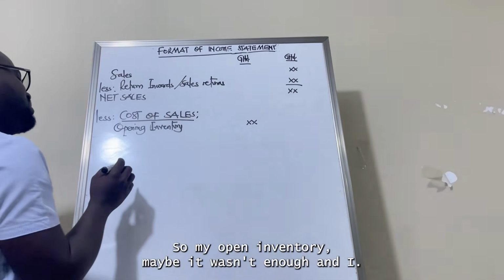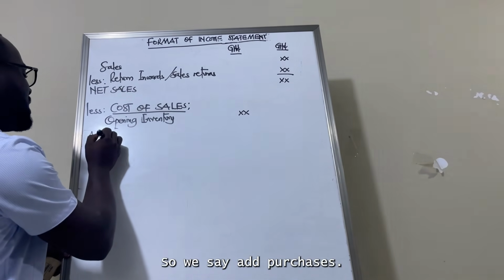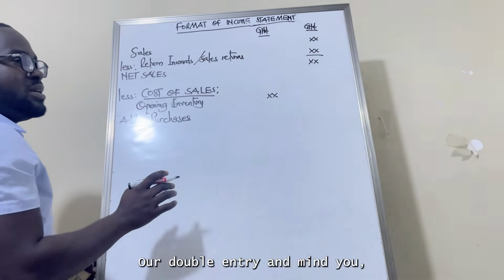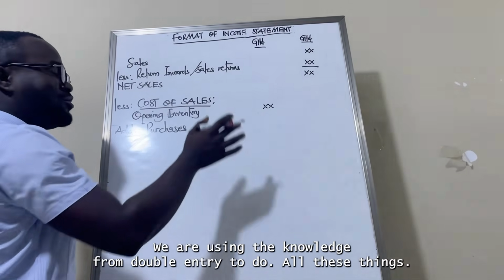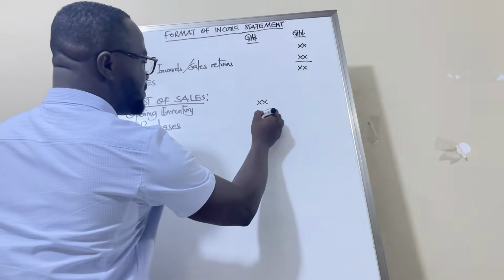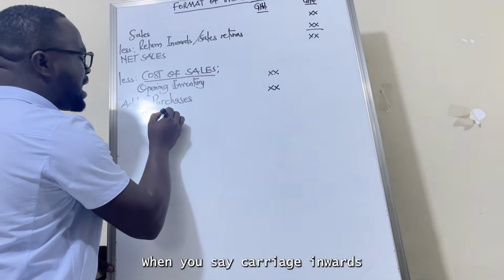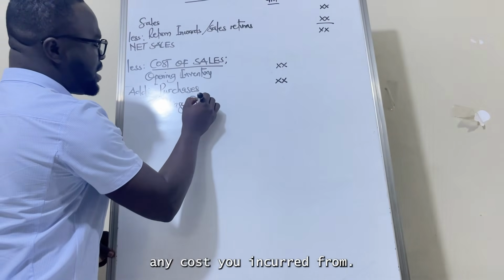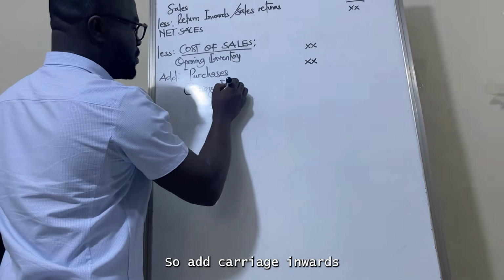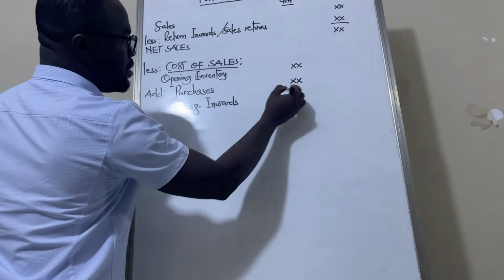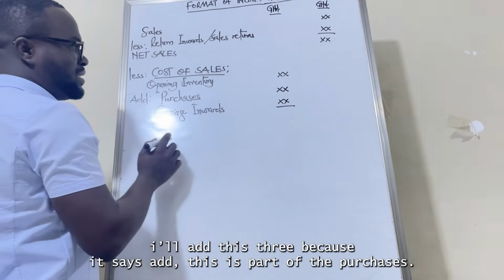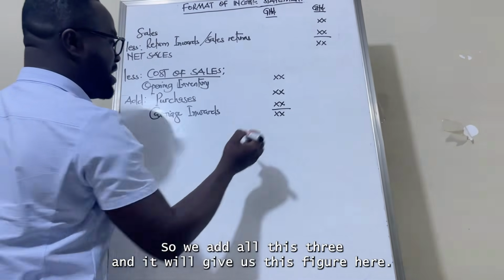So my opening inventory, maybe it wasn't enough, and I bought additional goods. So we say add purchases. You've been seeing this thing from our double entry. And mind you, we are using the knowledge from double entry to do all these things. So don't forget about your double entry principles. So I add my purchases. If there's any carriage inwards, when you say carriage inwards, any cost you incurred from bringing your goods to your premises. So add carriage inwards. I'll bring it here. Then I'll add this 3 because it says add. This is part of the purchases. So we add all these 3 and it will give us this figure here.